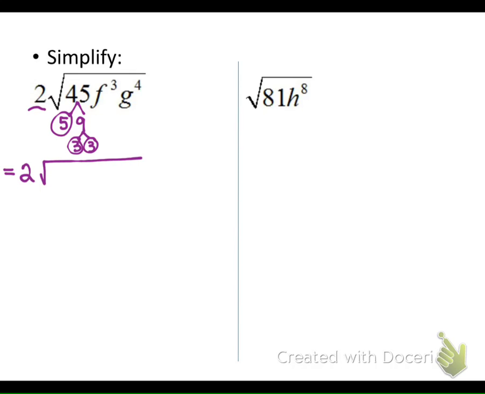Now, what goes under the square root sign? 3 times 3 times 5. Now, the new part. What also goes under my square root sign? F3 and your G4. So F to the third power, G to the fourth power. Okay? That's all I need.